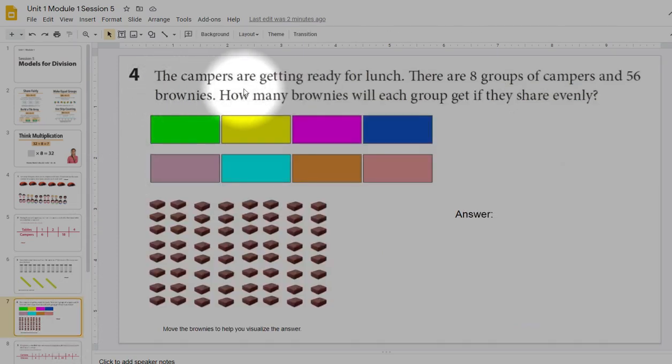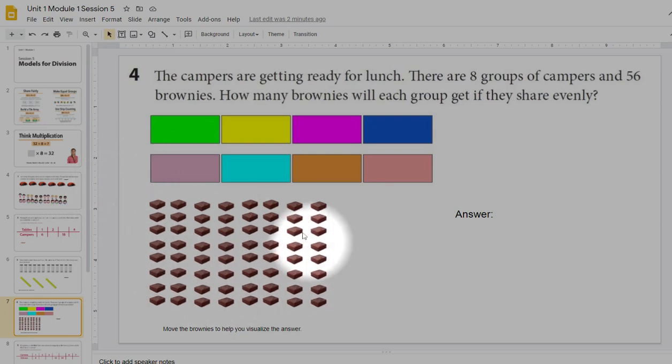Number 4 says the campers are getting ready for lunch. There are 8 groups of campers, okay, and 56 brownies. How many brownies will each group get if they're shared evenly? So again, I just kind of made it for you here. You got 8 different groups. 1, 2, 3, 4, 5, 6, 7, 8.